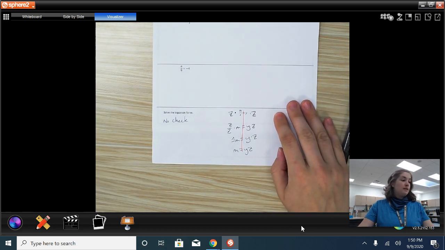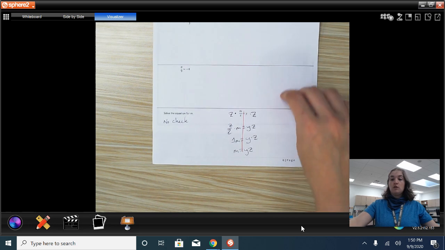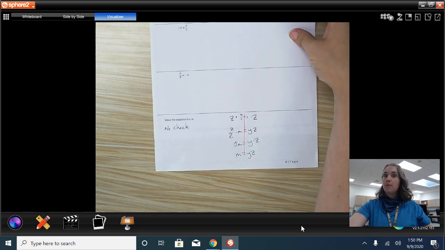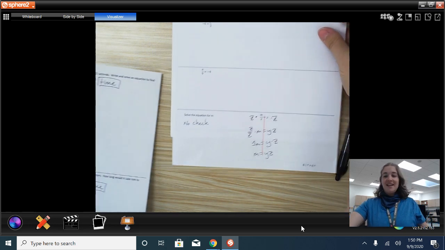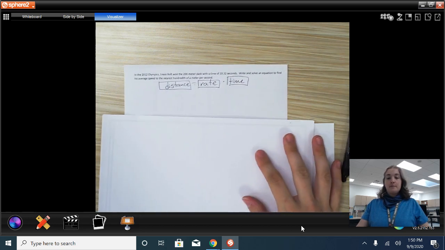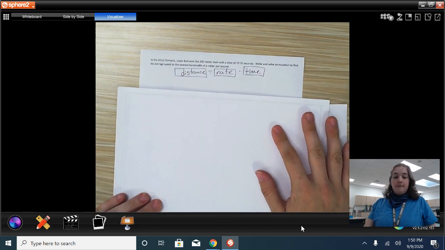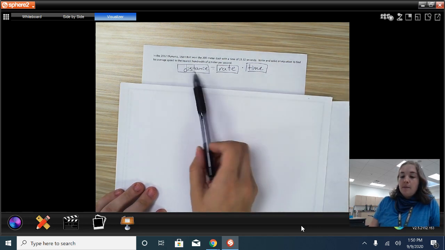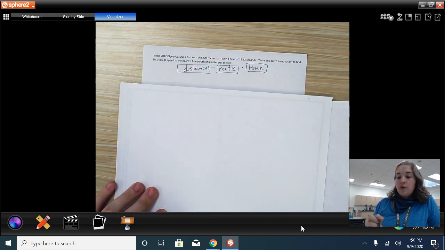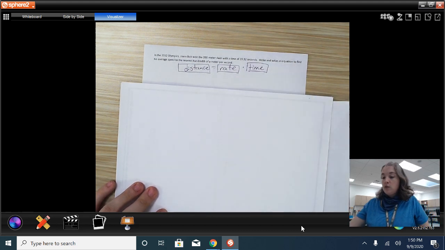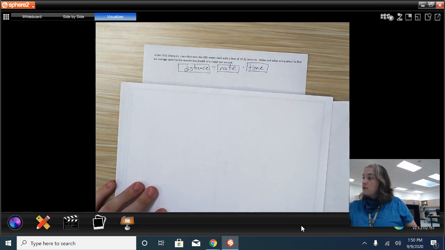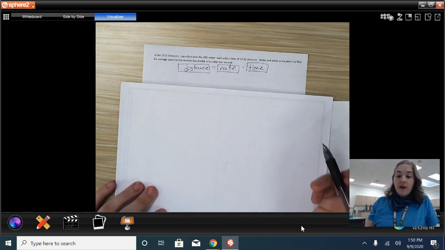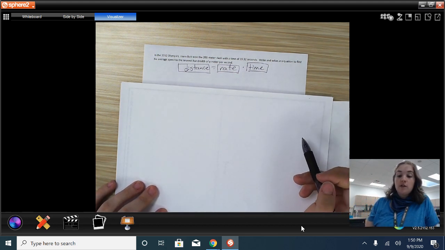We know that if we have two variables written next to each other, that really means to multiply. All right. The next two examples are word problems, your favorite. Let's start with a question about the Olympics from 2012. So Usain Bolt won the 200-meter dash with a time of 19.32 seconds. We want to write and solve an equation to find his average speed to the nearest hundredth of a meter per second.